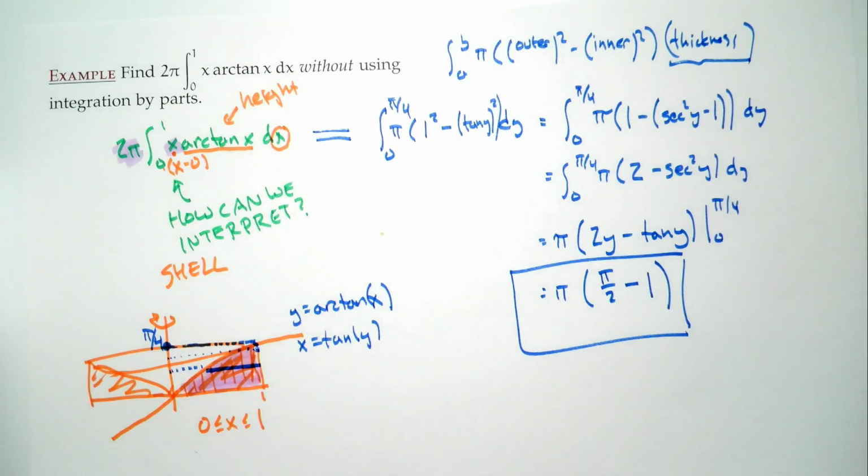So by reinterpreting, or rather saying, look, this integral means something, and I can do that same something in a different way, we can take an integral and do it without doing any integration by parts. There's no integration by parts. We didn't have to. Cool. All right.